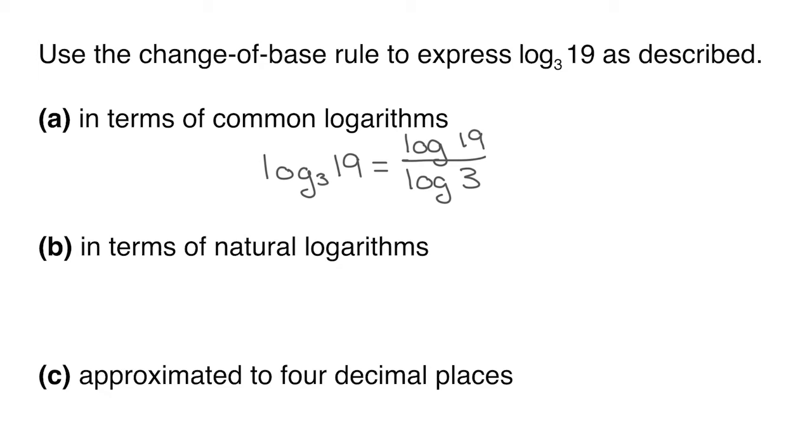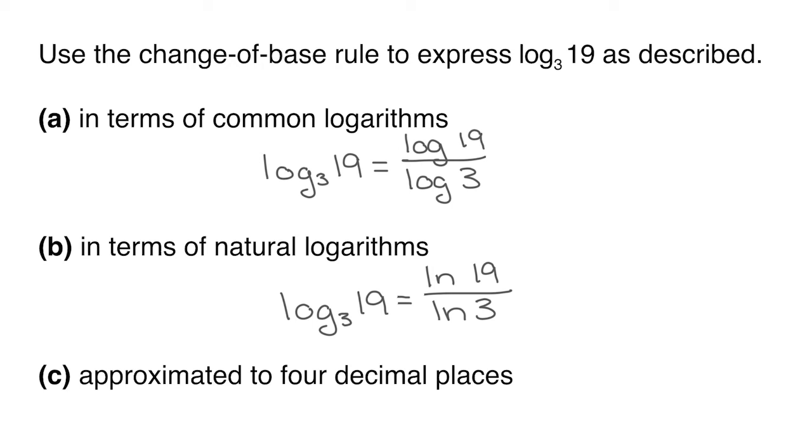In part B, we need to change to be in terms of natural logarithms. Once again, we'll use the change of base rule. So we have the log base 3 of 19, and that's going to be equal to, this time our base will be e. We have the natural log of 19 divided by the natural log of 3.